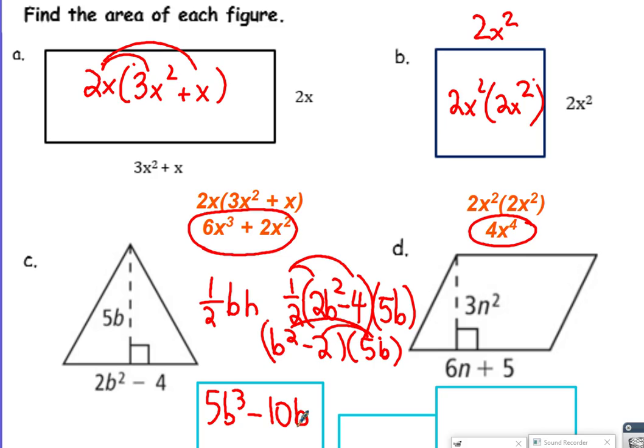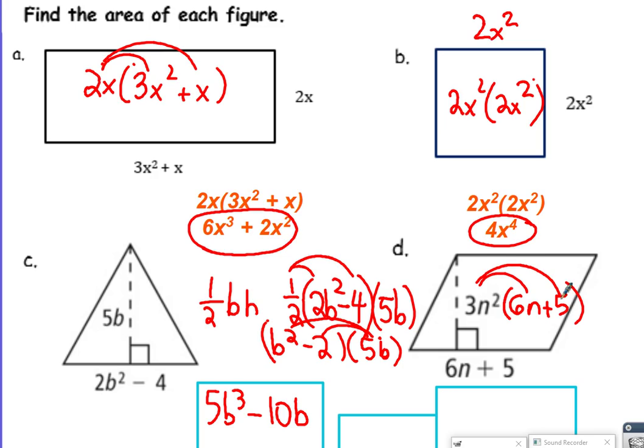And the last one is D, and this is a parallelogram, which is just base times height. And that's how you find the area. So it's going to be 3n squared times 6n plus 5. You will need to distribute 3n squared times 6n and 3n squared times 5.